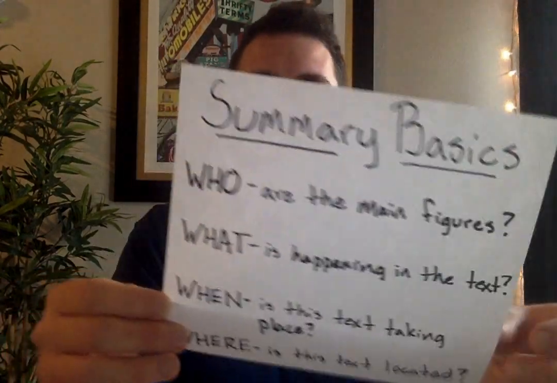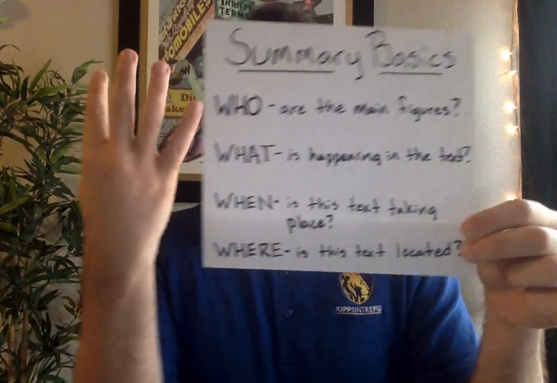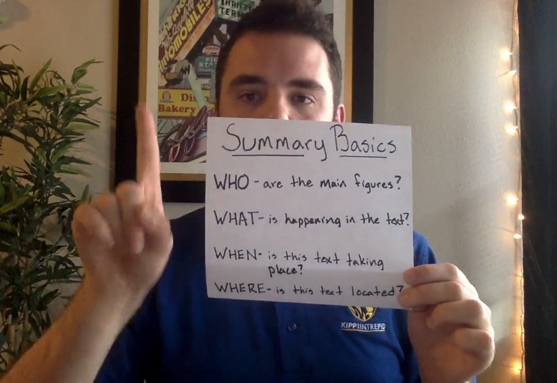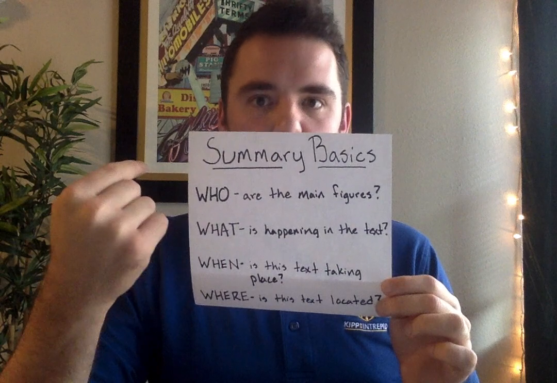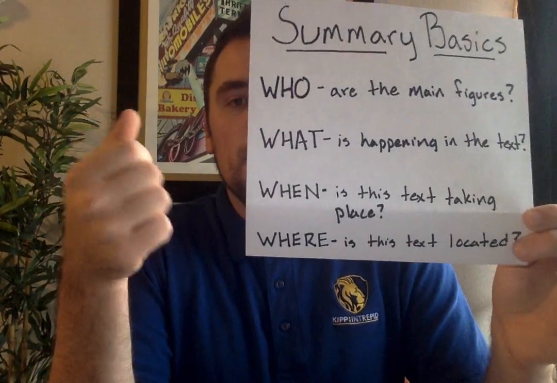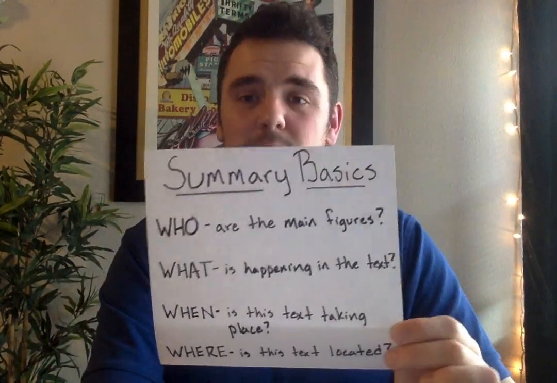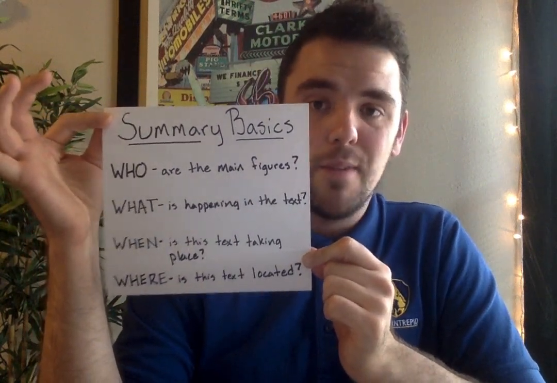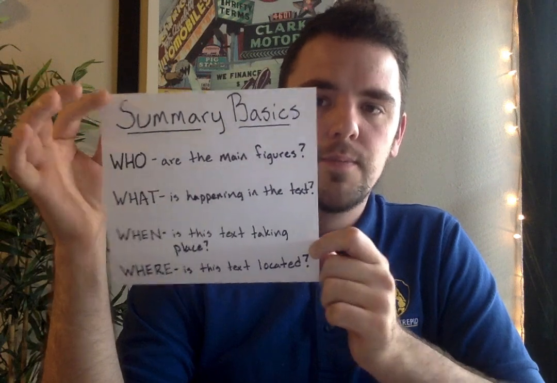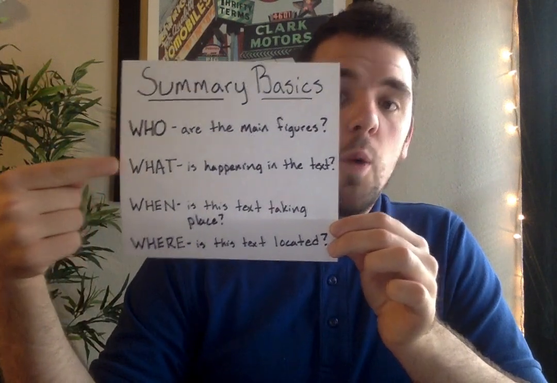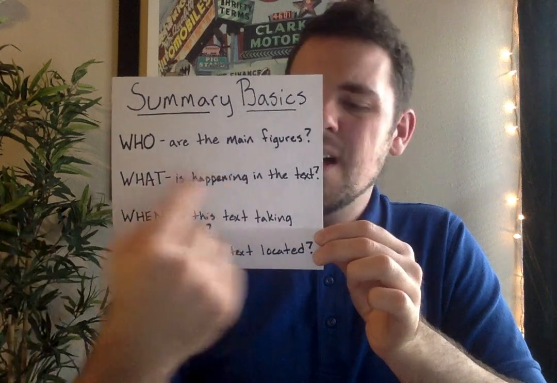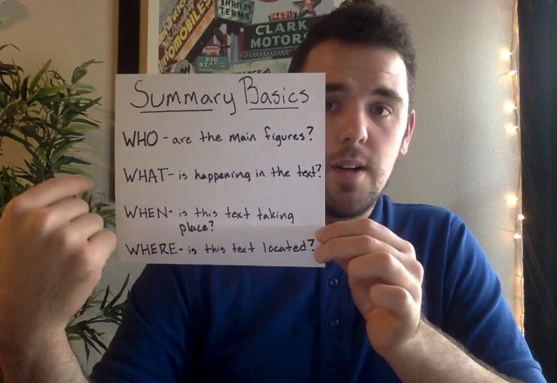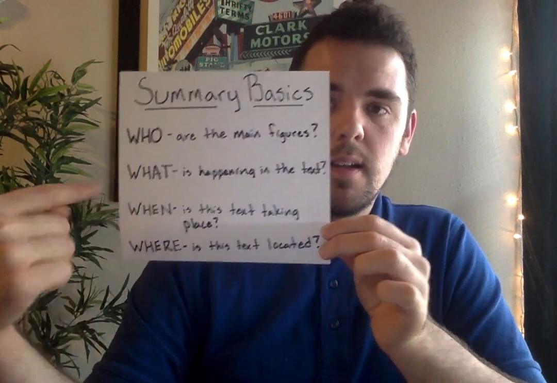Now, in case you have forgotten what a summary is, here's a quick reminder of summary basics. We need to include these 4 things. Number 1, who are the main figures in the text? This could be a nonfiction text or a fiction text. It doesn't matter if it's fiction or nonfiction, you need to include the who. Who are the main people involved? Who are the main figures involved? You also need to include the what. So what is happening in the text? Whether it's a fiction or a nonfiction text, what is happening?